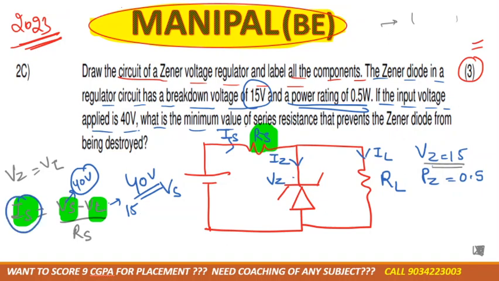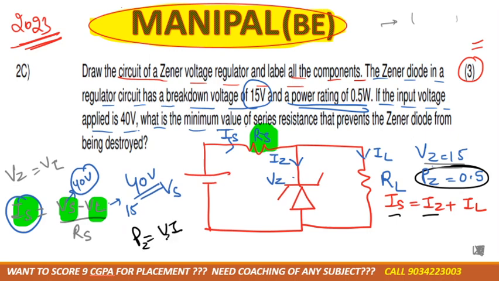Now we should know I_S. How can we get I_S? By the formula I_S is equal to I_Z plus I_L, right? I_S we don't know. I_Z is how much? Power is given. Power is equal to V into I. P_Z is equal to V_Z into I_Z. So I_Z is how much? That is, we need to calculate, V_Z is 15, power is 0.5. So we can get I_Z, right? But we don't know I_L also. I_L we need to calculate. I_L we can get by V_L by R_L. R_L also they didn't mention.